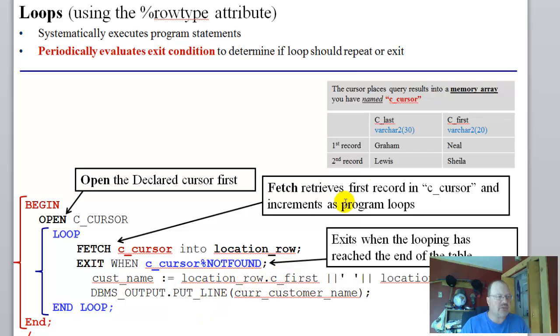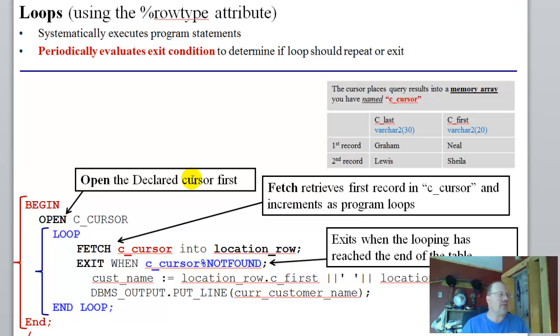This is similar in that you have basically an ad hoc table. You can think of it that way in memory, called location row. And you want to pull from this table, location row dot C first, and then location row dot C last. And then, of course, I have abbreviated customer name here. The actual variable's current customer name, I just abbreviated that here so I could get this on one row. And that'll go ahead and print, and it'll keep printing out every one of these records until there's no data left.